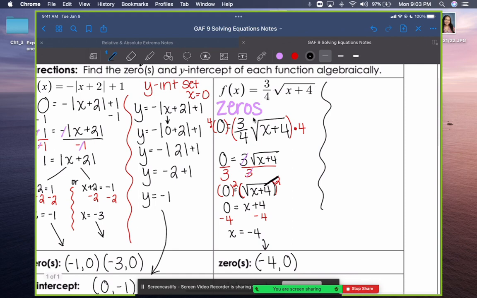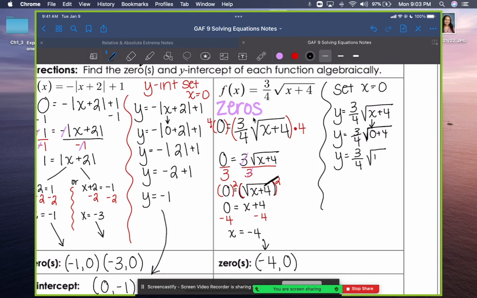I'm going to go ahead and find the y-intercept by setting x equal to 0. Okay, so y equals 3/4 square root of x plus 4, setting x equal to 0. Okay, I want to simplify what's inside the radical. Okay, so 0 plus 4 is just 4. The square root of 4 is going to be 2. Okay, so I can now get rid of the radical, right? The square root of 4 is 2.